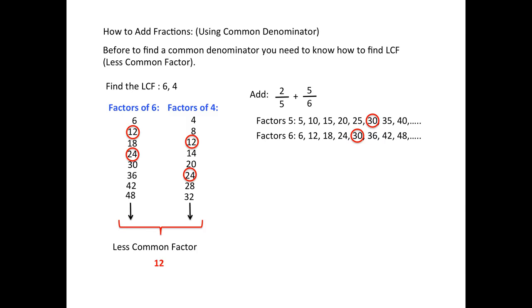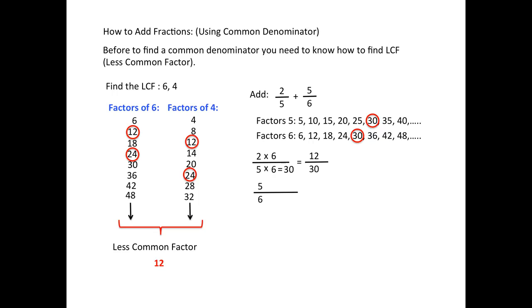Now, the intention is to write 30 in the denominator of 2 divided by 5. To write 30 in the denominator, you need to multiply by 6. If you multiply the denominator by 6, you need to multiply the numerator by 6. And then 2 times 6 is 12, and 5 times 6 is 30.